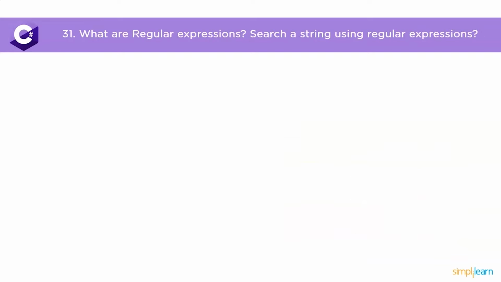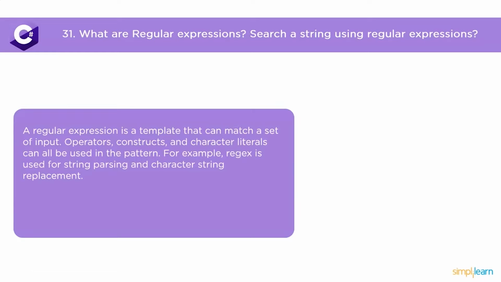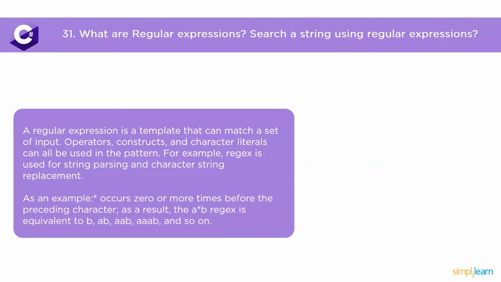Now, the 31st question. What are regular expressions? Search a string using regular expressions. A regular expression is a template that can match a set of input. Operators, constructs, and character literals can all be used in the pattern. For example, regex is used for string parsing and character string replacement. An asterisk matches the preceding character 0 or more times. As a result, the regex A star B is equivalent to B, AB, AAB, AAAB, and so on.